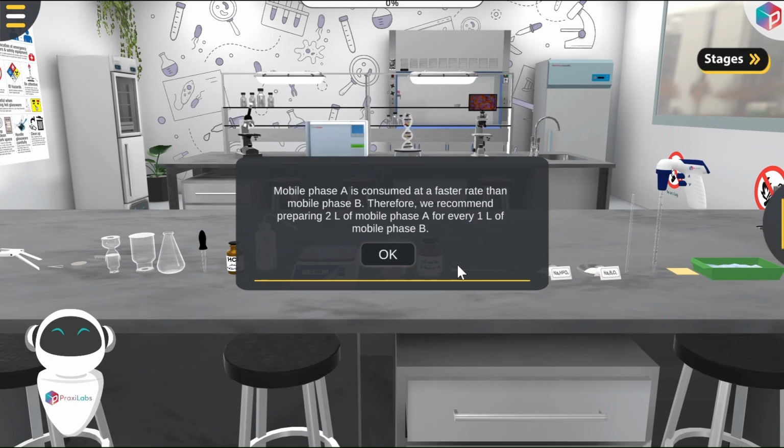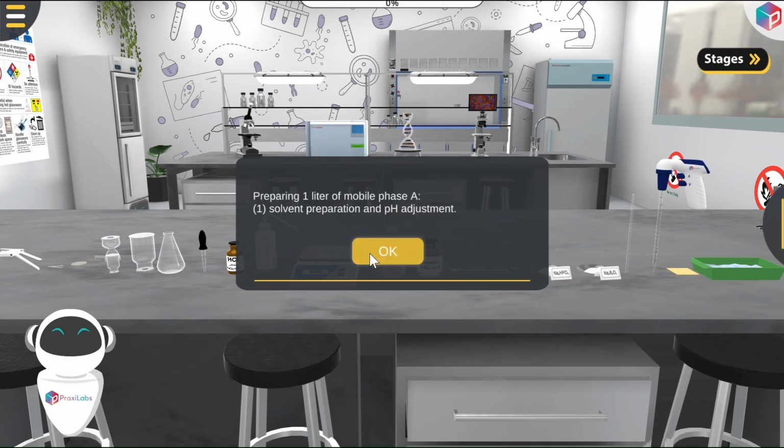Note, mobile phase A is consumed more quickly than mobile phase B. Therefore, we recommend preparing 2 liters of mobile phase A for every 1 liter of mobile phase B. Preparation of 1 liter of mobile phase A. 1. Solvent preparation and pH adjustment.